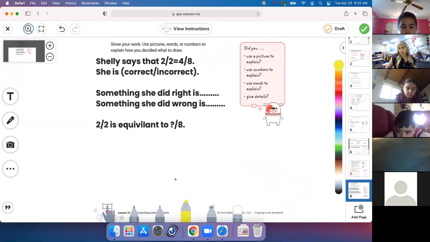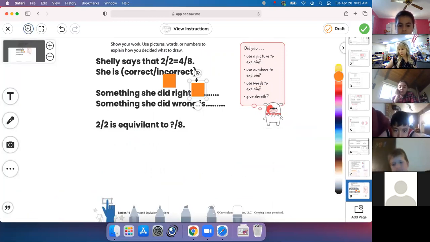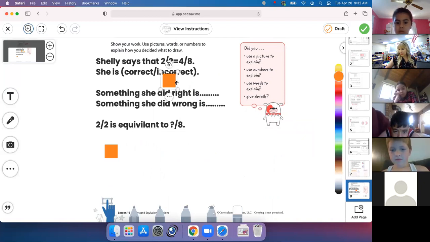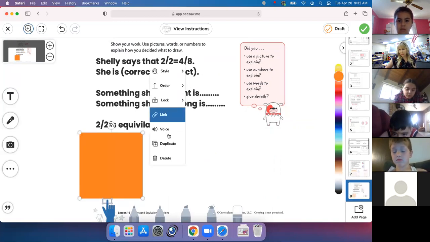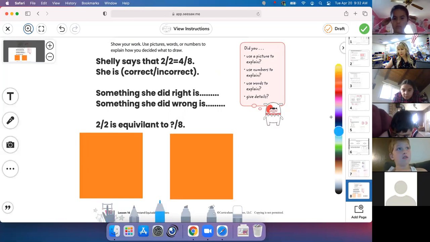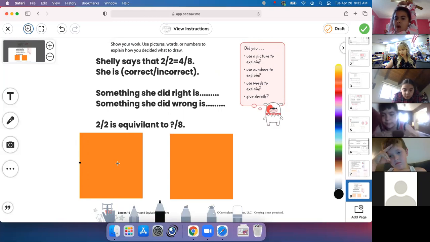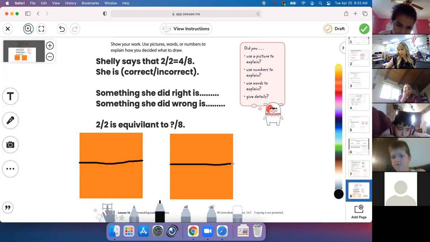So I can draw my picture down here as well. I'm going to just grab 2 squares here. Actually, I'm just going to grab 1 and make it bigger and then duplicate it so they're the same size. So here's one of my shapes. Now I'm going to duplicate it. So on this one, I'm going to show halves just like she did. And on this one, I'm going to show eighths.